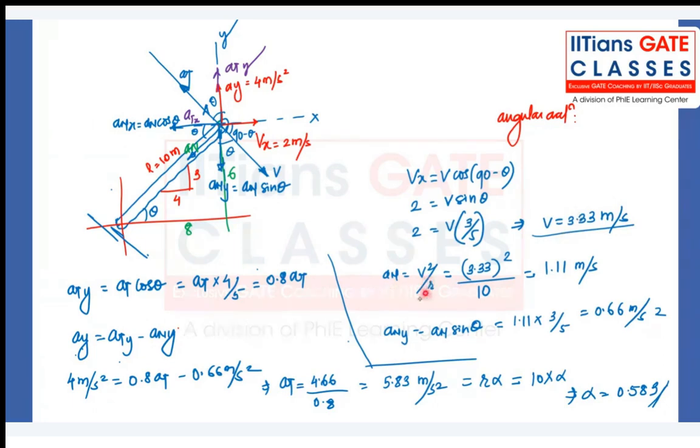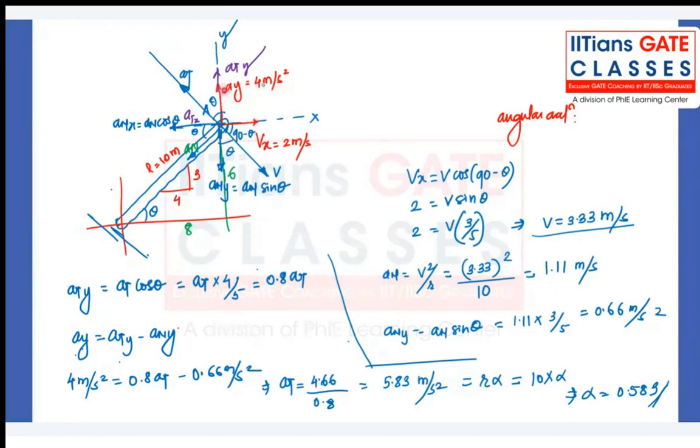V square by r. So 3.33 square by 10 will give you the value of normal acceleration. Why are we calculating normal acceleration? Because they have given us the upward component of the acceleration.